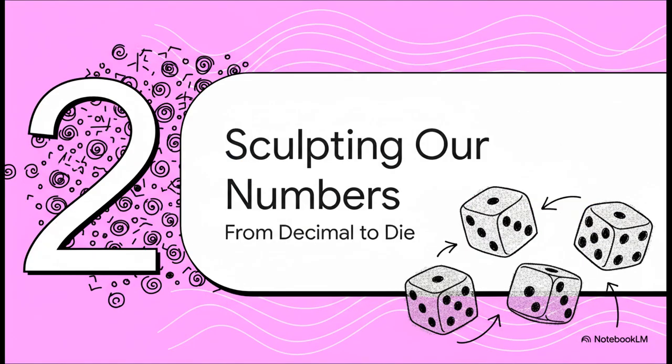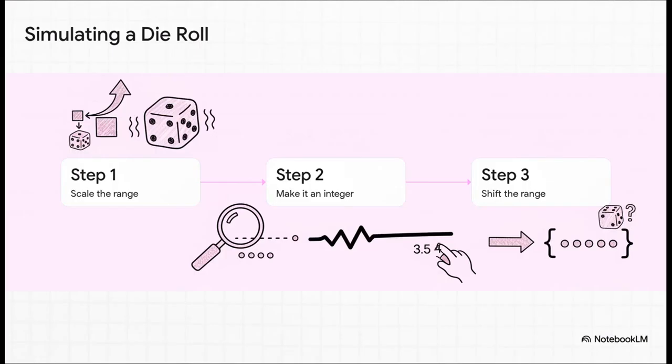Okay, so a random decimal between 0 and 1 is cool, I guess. But it's not super useful by itself. I mean, you can't roll a 0.73 on a die. So the real magic is taking this raw random decimal and sculpting it into something we can actually use. For our example, let's turn it into the roll of a classic six-sided die. And we're going to do this in 3 simple steps.